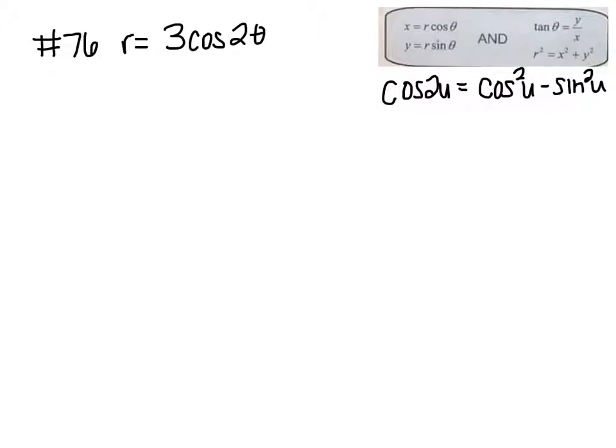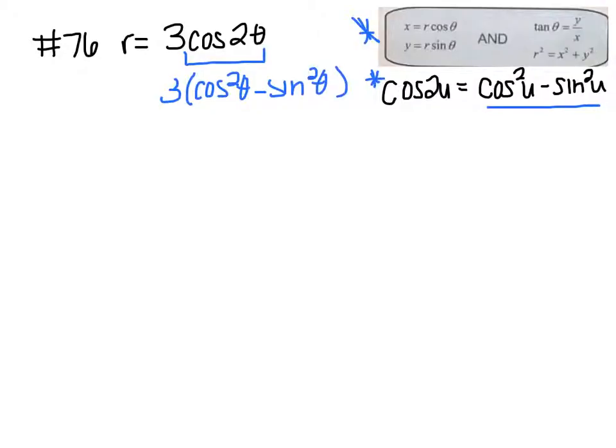This last problem here, we really have to dive into our identities, and I wrote down this identity from your identity sheet back in chapter 5. What we have right here is a double angle, and there are no double angles in these formulas here. So I'm going to substitute that piece with this piece right here. So 3 times cosine squared theta minus sine squared theta.